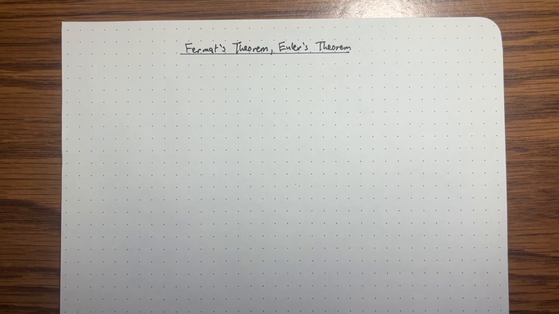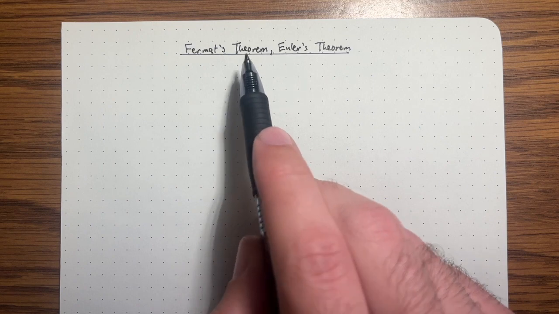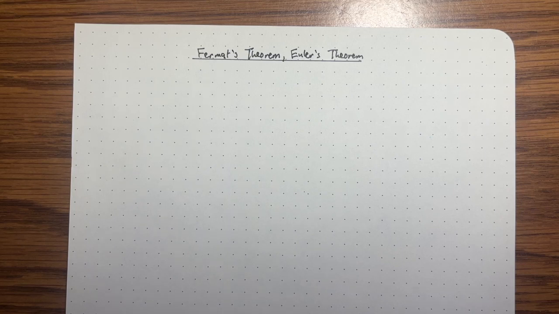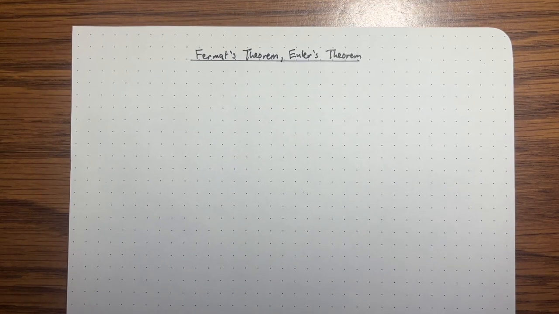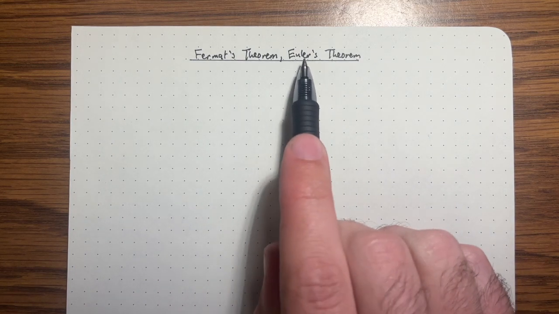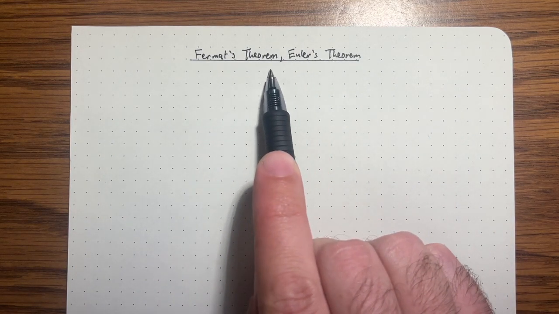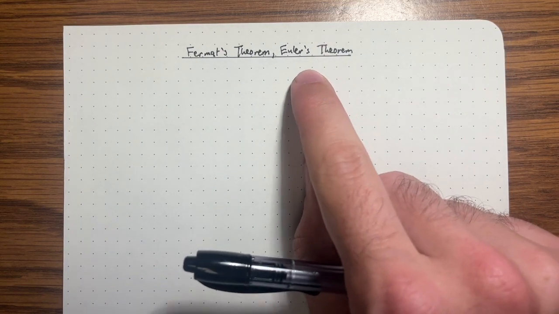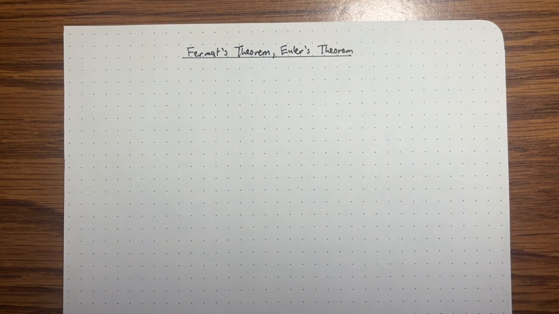In this lecture, we're going to discuss two very important theorems in number theory. The first is called Fermat's theorem, and the second is called Euler's theorem. These theorems are actually very closely related, which is why we're doing them both in a single lecture. It's going to turn out that Fermat's theorem is a special case of Euler's theorem. So Euler's theorem is the more general one.